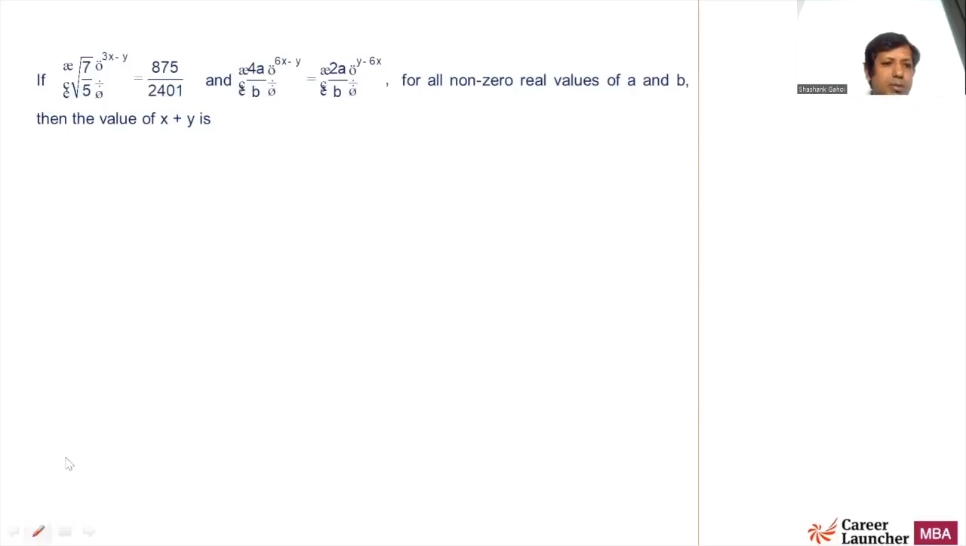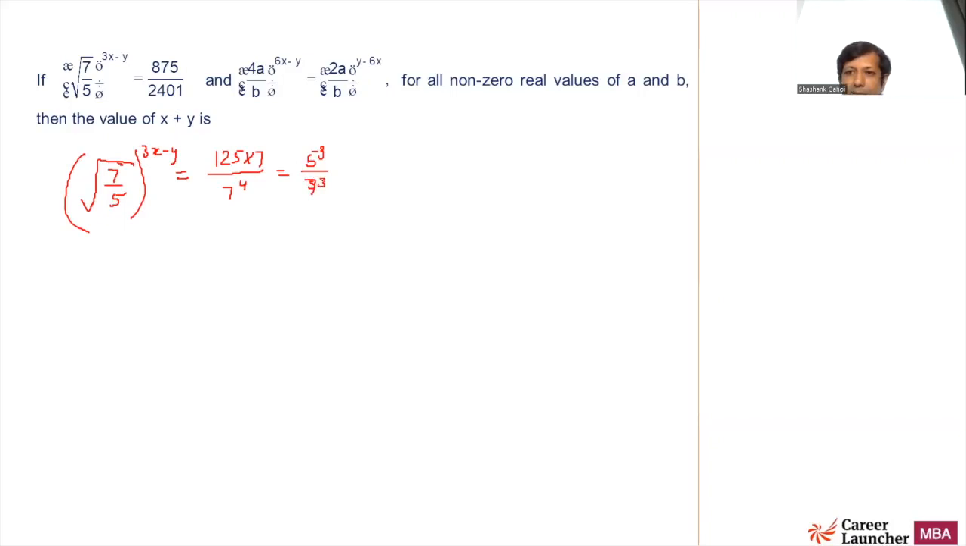Okay, so I think there is some issue with the question. Now let's see. The question is saying root of (7/5) whole power 3x minus y, and that is equal to 875. So 875 can be written as 125 into 7 divided by 2401, which is actually 7 power 4. So I am going to get 5 cube upon 7 cube. So this is what my right hand side looks like.